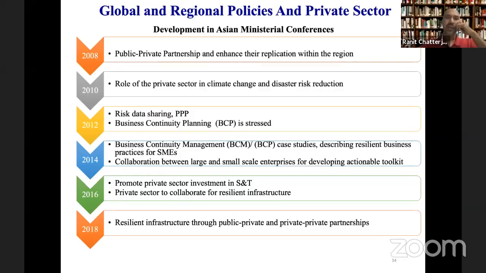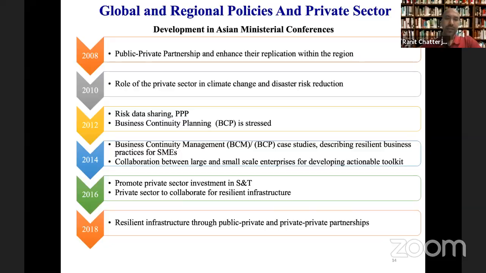So in 2008, at AMCDRR, the public-private partnership was what was focused on. At that point of time, the private sector's role was more on funding rather than becoming a main policy maker or a policy influencer. In 2010, the role of the private sector was more focused on climate change and disaster risk reduction, but there was not much action looking for the private sector to bring in.